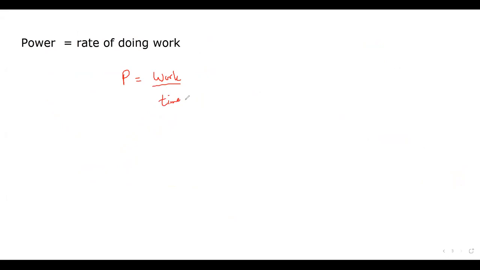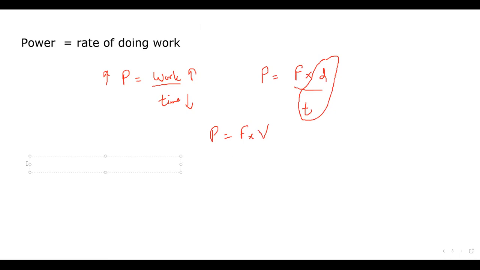So if an object is taking a short time, it means it is having more power, or if an object is doing more work done, it means it is developing more power. But we can also have another formula for power. So power, as we know, work done is force into distance. So power is force into distance divided by time. Or power is equals to, as we know, distance divided by time is speed. So we can say power is a product of force and speed. So what is this? This formula is normally used for engines.